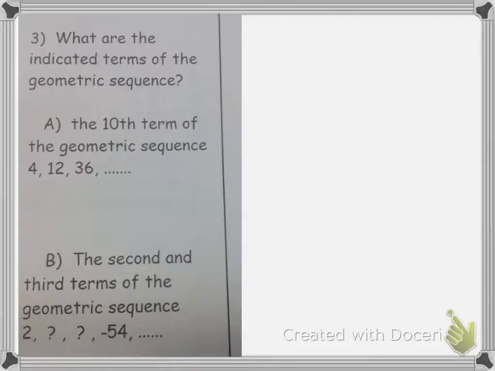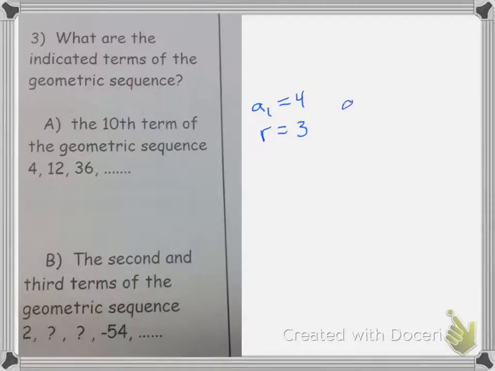For this one, the question is, what are the indicated terms of the geometric sequence? So they're telling me this is a geometric sequence, and they're asking for the 10th term in A. So I'm going from 4 to 12, then 36. In order to find the 10th term, I'm going to first write the rule and then plug in 10 for n. So my A1 is 4. My common ratio here is 3.